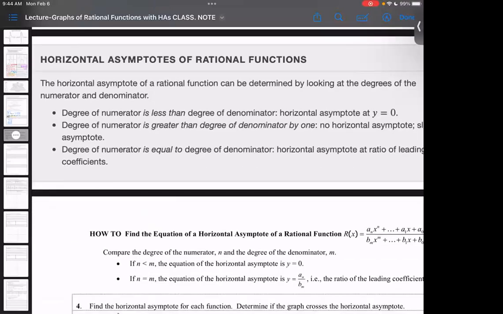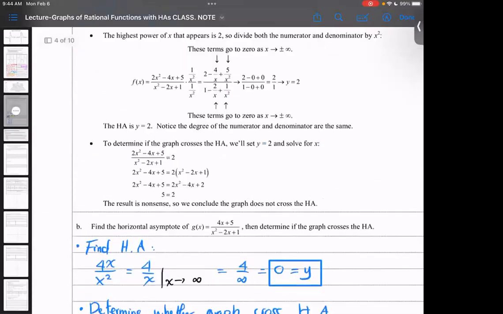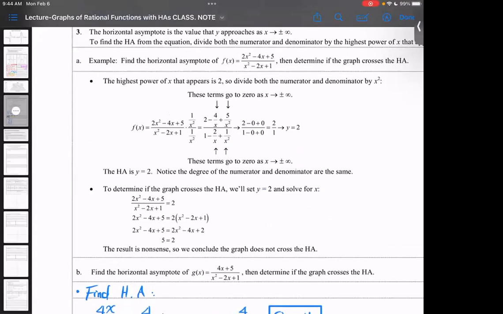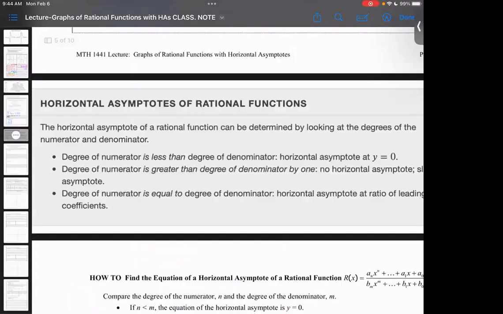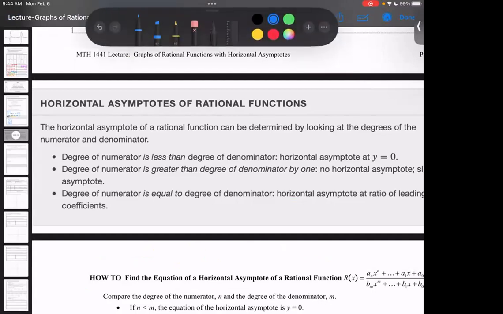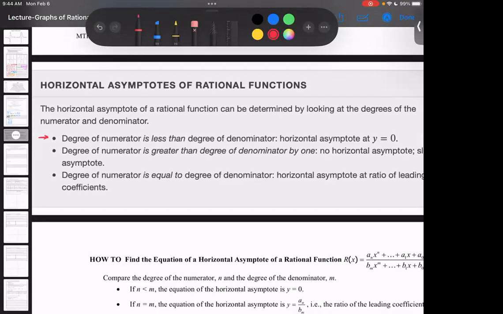let's talk about the scenario you're gonna see on the function. So what you see earlier is where the degree of the numerator is less than the degree of the denominator, right? When you see something like that, the horizontal asymptote is 0. And it's the same thing they say right here on the note.